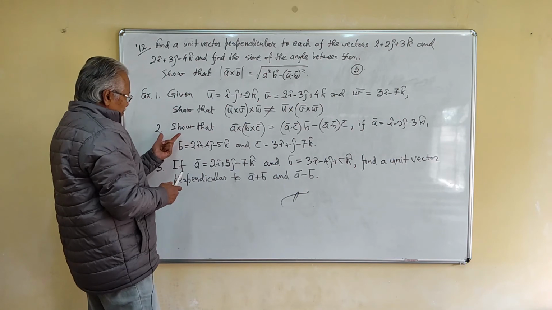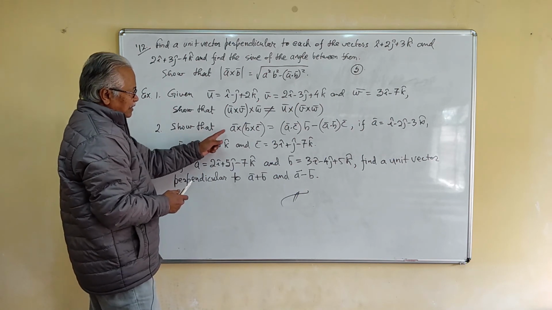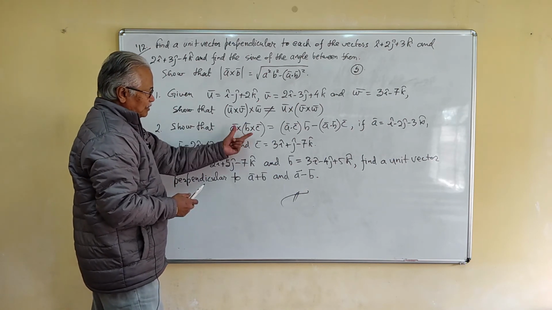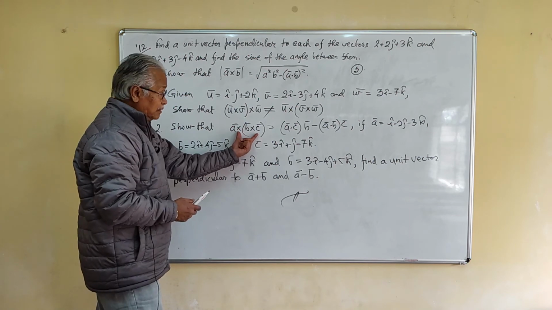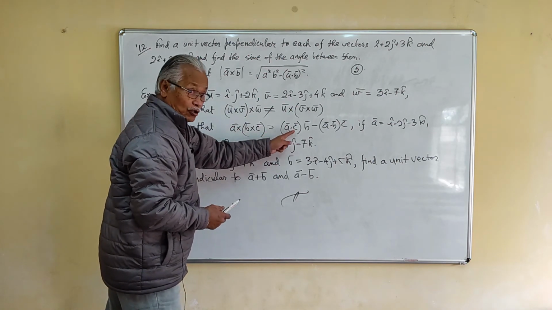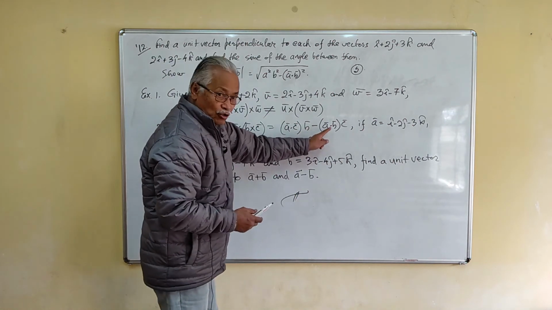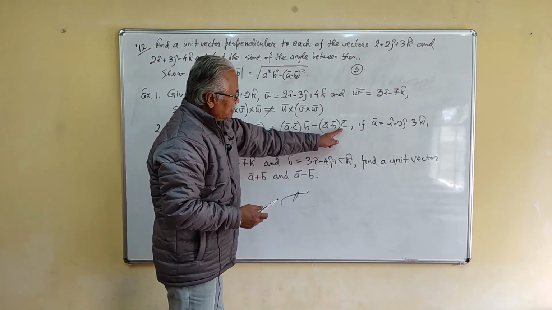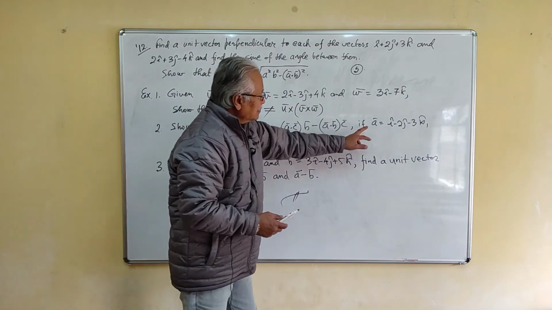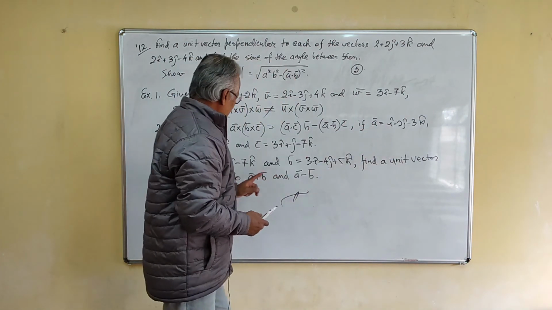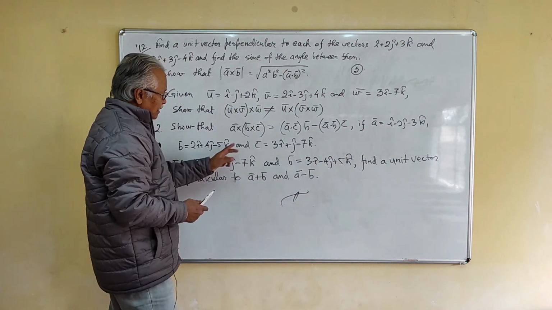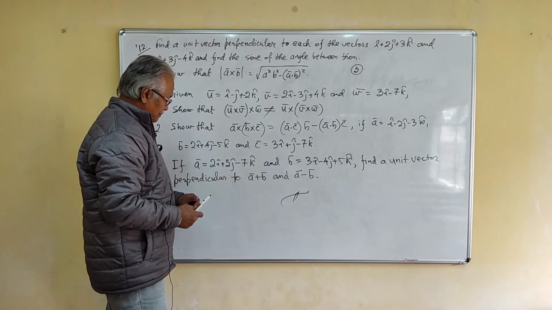Well, the second problem is you got to show that A cross B cross C, B cross C is within the bracket, is equal to A dot C multiplied to B minus A dot B multiplied to C if the value of A is given, value of B is given, and the value of C is given.